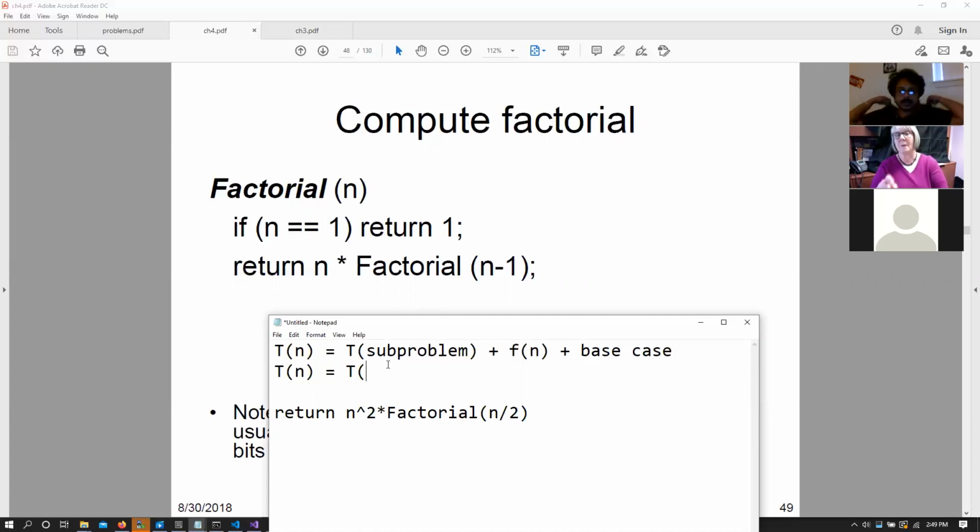Exactly, it is going to be n by 2, right? Because every time I'm calling my recursive function, I'm calling it with half the size. So for this particular case, when we have factorial of n minus 1, our subproblem size is n minus 1.